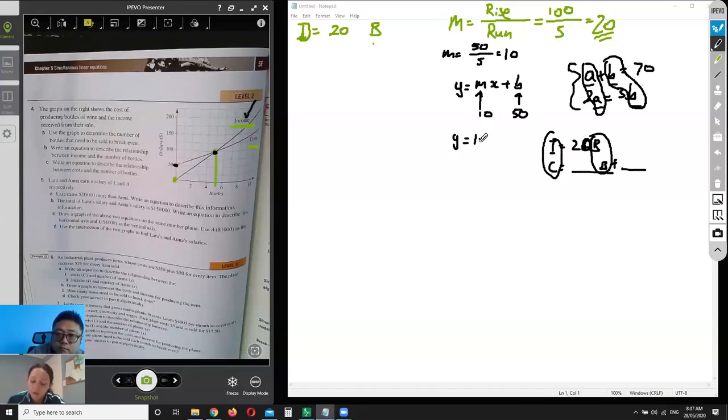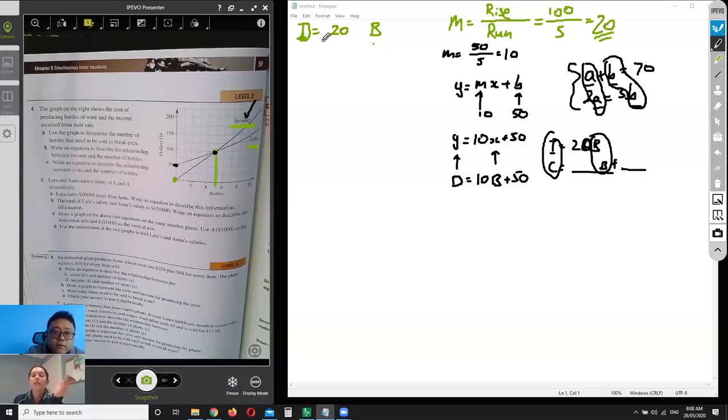So then, what are we doing? So Y equals 10x plus 50? Yep. But what letter are we going to be using for Y, and what letter are we going to be using for X? Well, it was cost. Yep. But we're doing D. Oh no, dollars. Yes. D equals 10B plus 50. Yes, that's right.